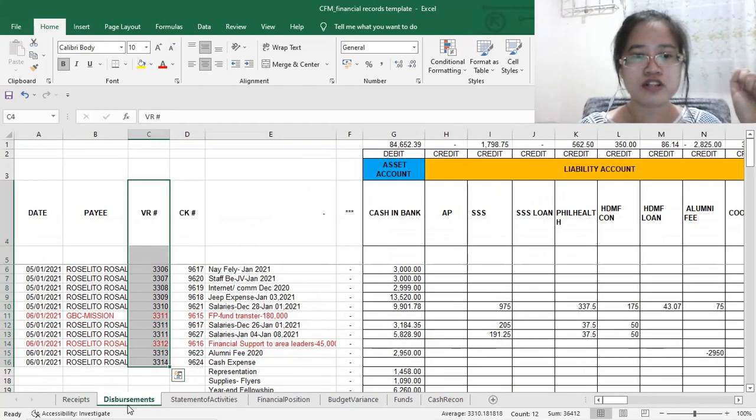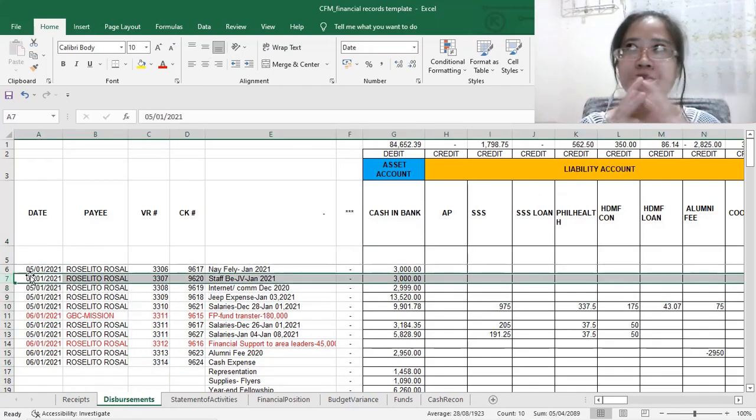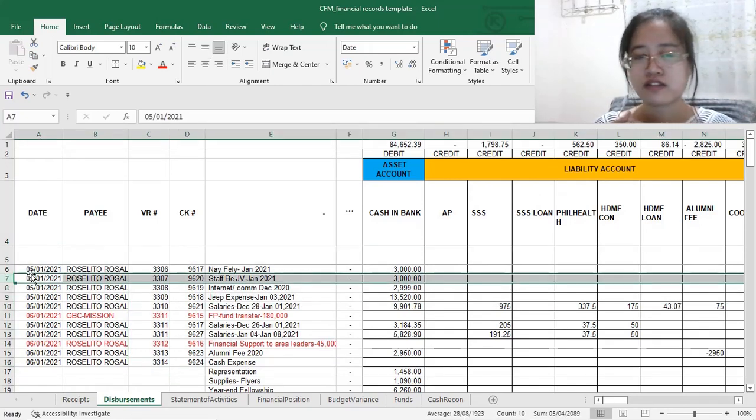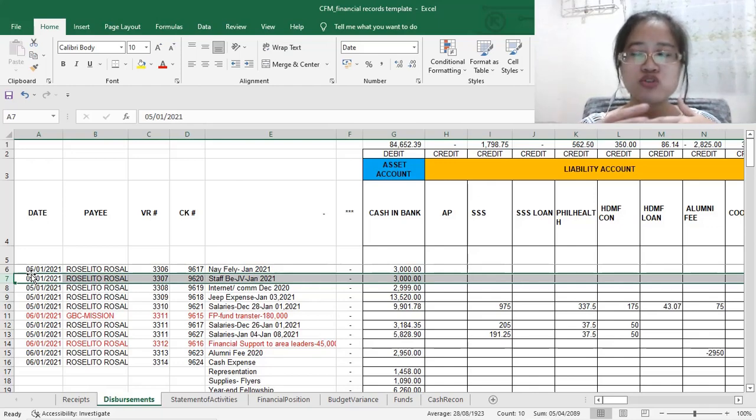And then for the disbursements, it will be the same. For the vouchers, another thing that they check is the supporting documents. They have to make sure that the disbursements were properly liquidated, and the liquidating documents or supporting documents are official receipts.